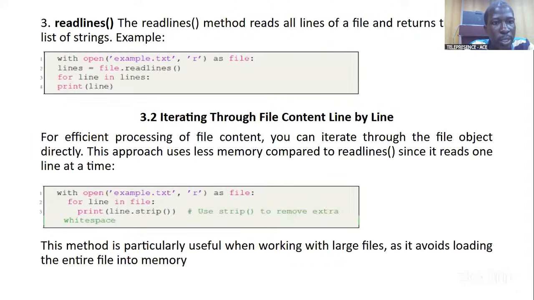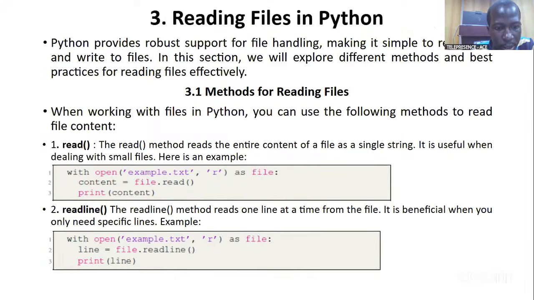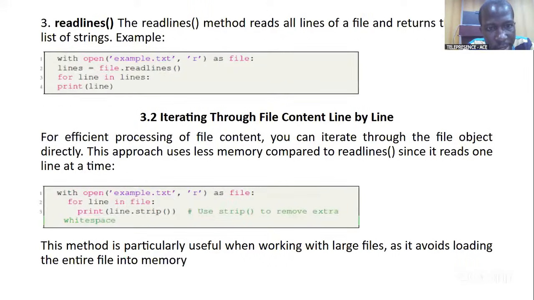Remember the second was readline, but this one is readlines. It reads all the lines of a file and returns them as a list of strings. So there's a difference between them. The other one was for a specific line, but this one is for all the lines.